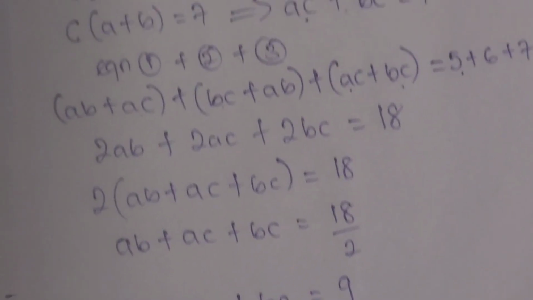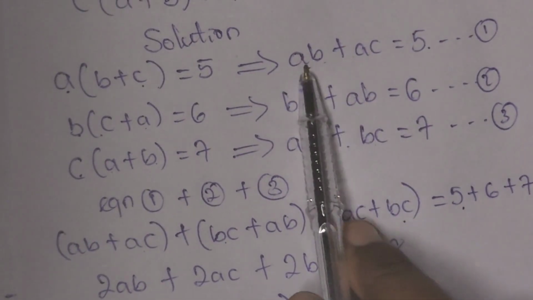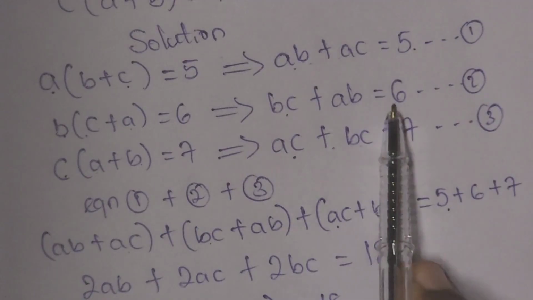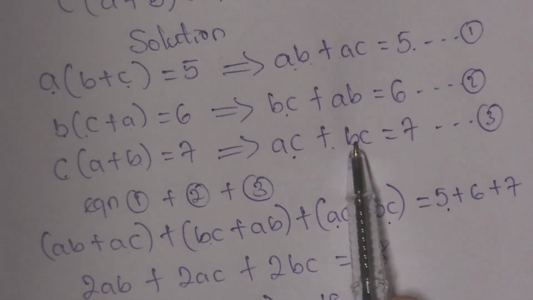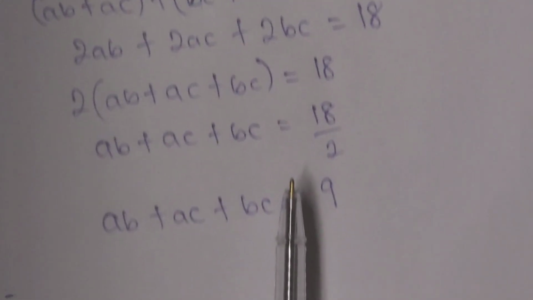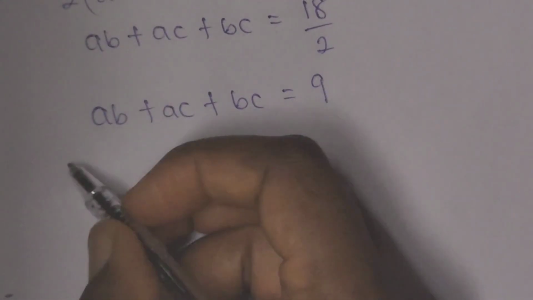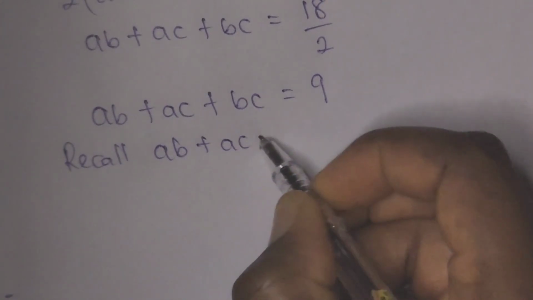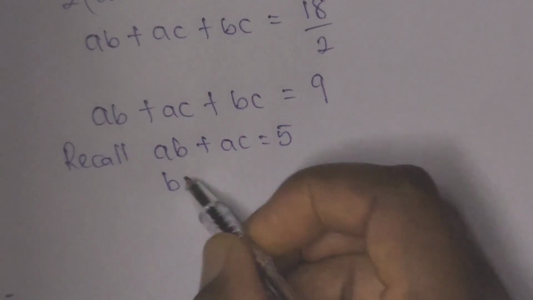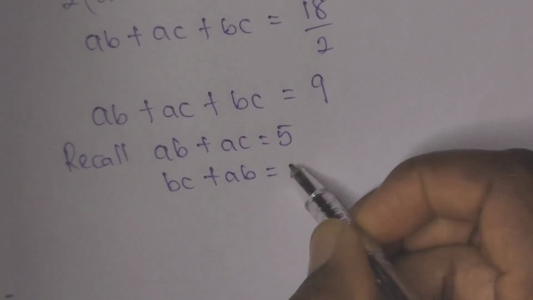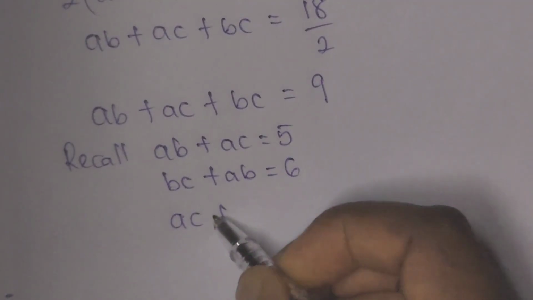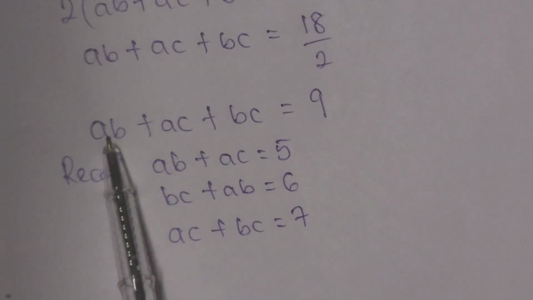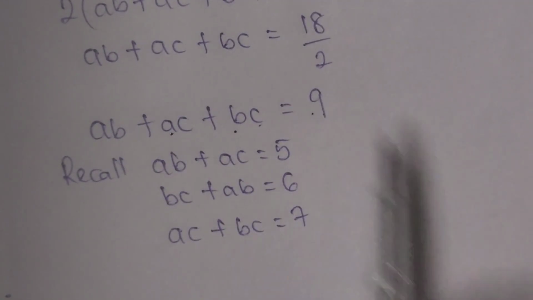So let's record the equations we had earlier. We have AB plus AC equal to 5, BC plus AB equal to 6, and AC plus BC equal to 7. So recall, AB plus AC is equal to 5, BC plus AB is equal to 6, and AC plus BC is equal to 7. But when we add the 3, AB plus AC plus BC, we have 9.